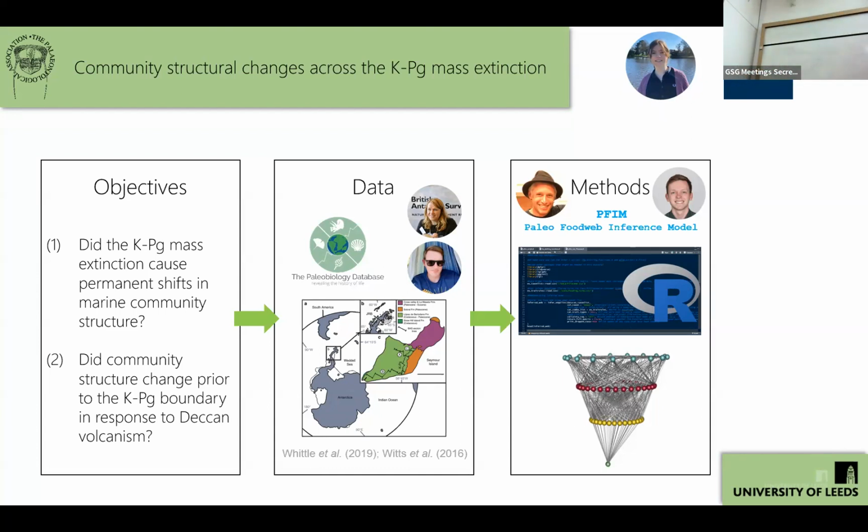So we worked with a couple of experts from the British Antarctic Survey, Rowan Whittle and James Witts, formerly a PhD student at the University of Leeds, now a lecturer at the University of Bristol. They've both done field seasons on Seymour Island, collecting across kilometres of this expanded section across the KPG boundary. And it's a high latitude environment, but back in the Cretaceous, the world was a lot warmer. So it's a lot more diverse than a high latitude community would be today.